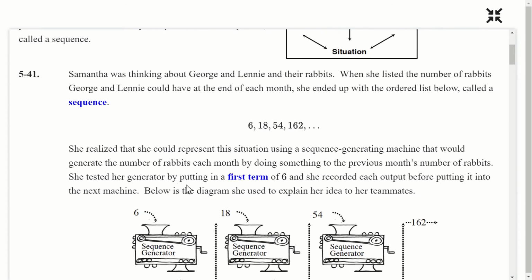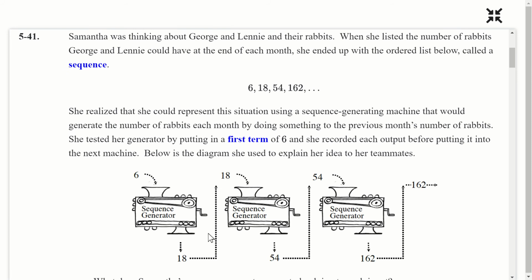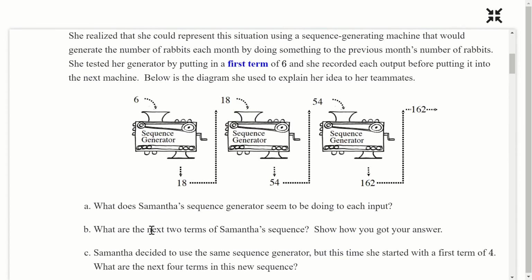She tested her generator by putting in the first term of 6, and she recorded each output before putting it into the next machine. Below is a diagram she used to explain her idea to her teammates. So 6 goes in, it produces an output of 18. 18 goes in again, it produces an output of 54. This machine keeps doing the same thing, right? The output from one becomes the input back in again. What does Samantha's sequence generator seem to be doing to each input? What are the next 2 terms of Samantha's sequence? And show how you got your answer.